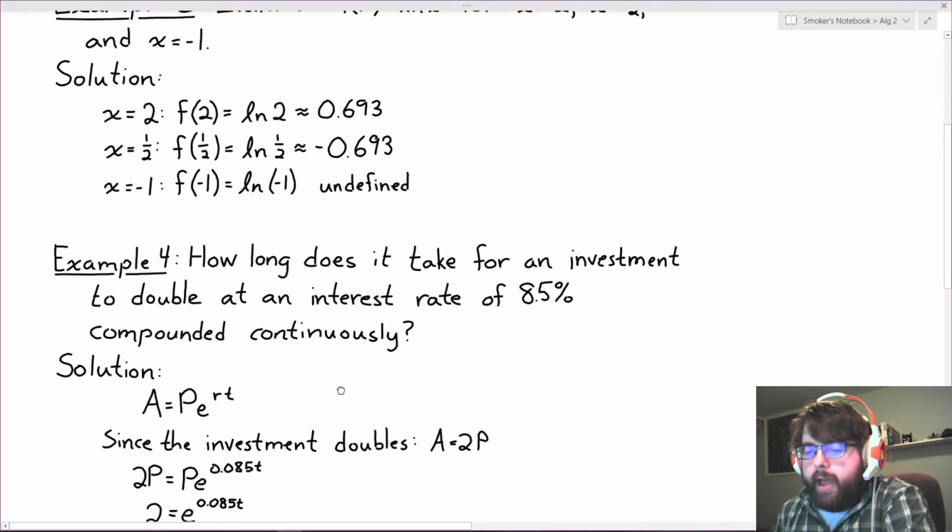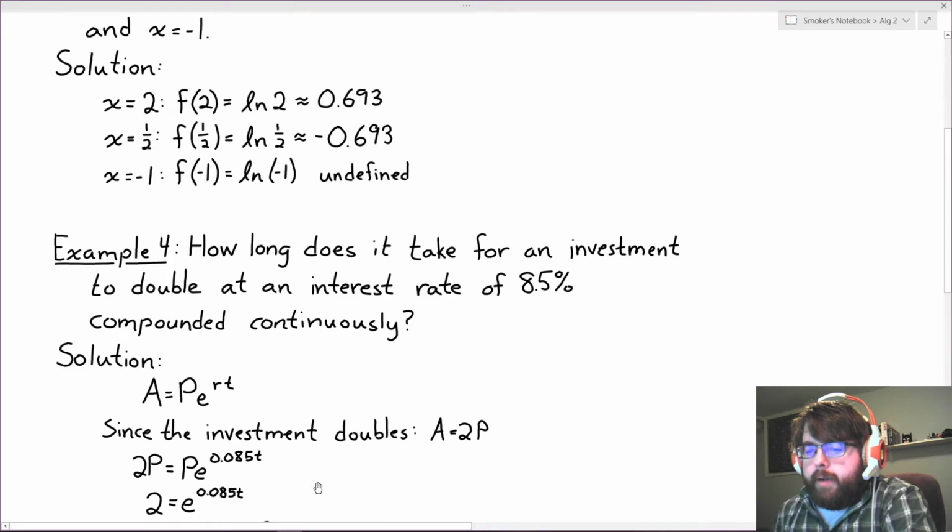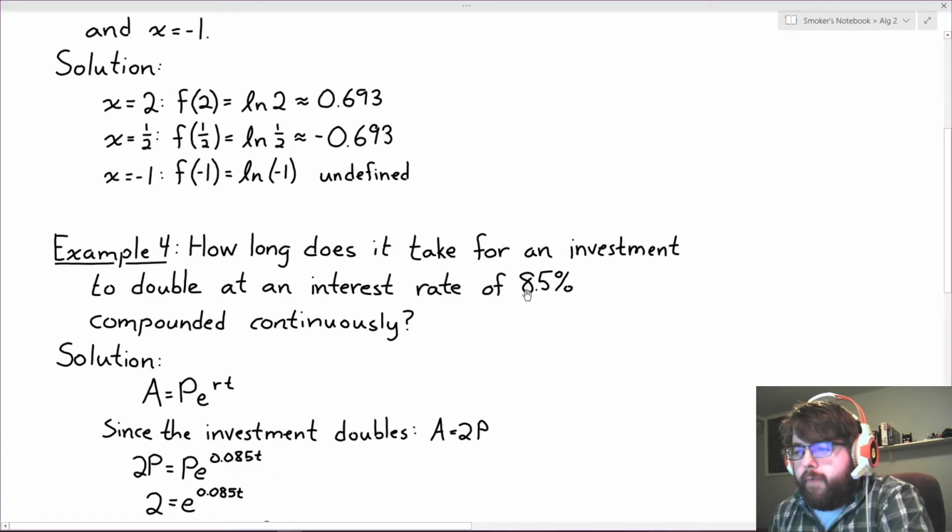And then you can cancel out those p's, because whatever it was, if it was $100, we're looking for 200, right? So you could divide both sides by 100 and get 2. If it was $1,000, we're looking for 2,000. Divide both sides by 1,000 and get 2. So hopefully you get the point there. Interest rate, make sure you put that in decimal form. 8.5% is 0.085. And so now that the p's are canceled out, we need to solve this for t.